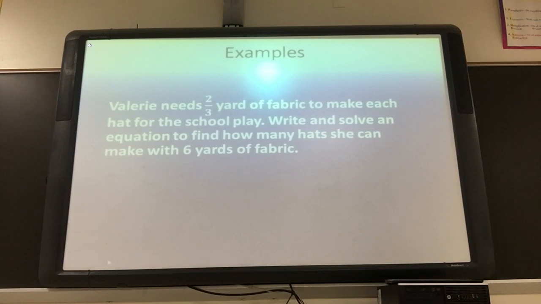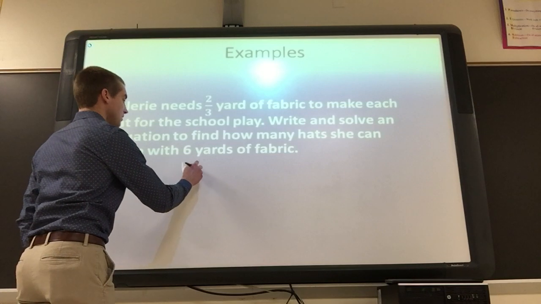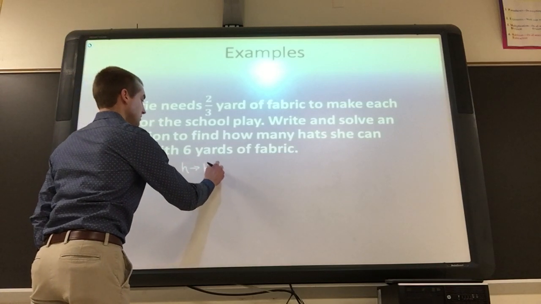This next one says Valerie needs 2/3 yard of fabric to make each hat for the school play. Write and solve this equation to find how many hats she can make with 6 yards of fabric. Okay, so first step always is to define the variable. What are you trying to find for this question? Well, to find how many hats. So it's going to be H, and that's going to represent hats.